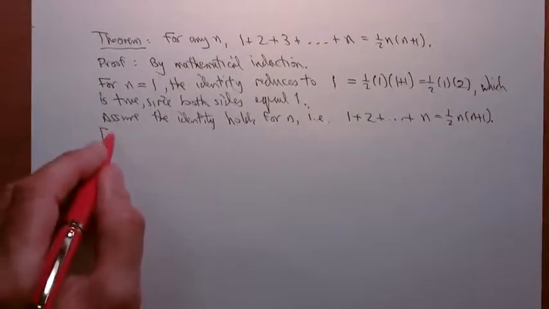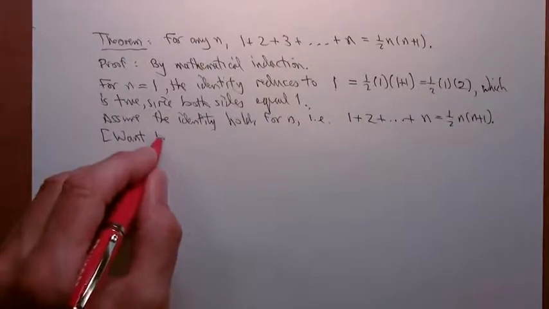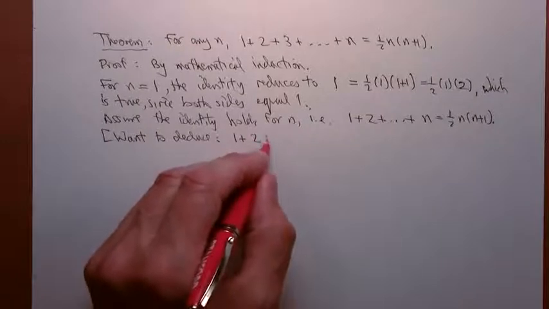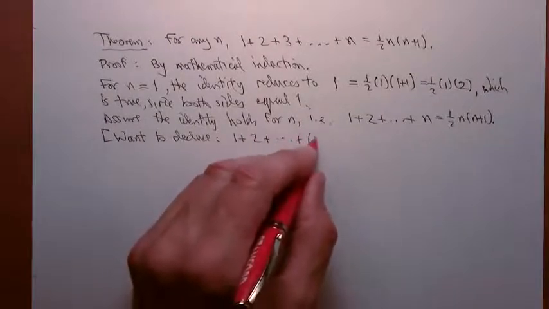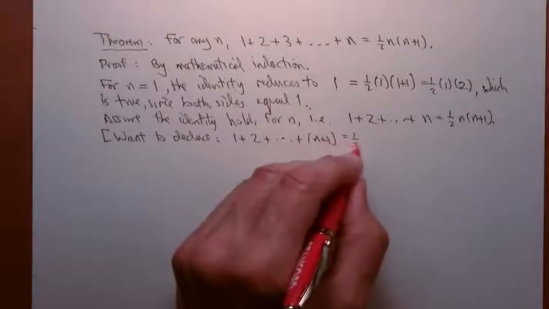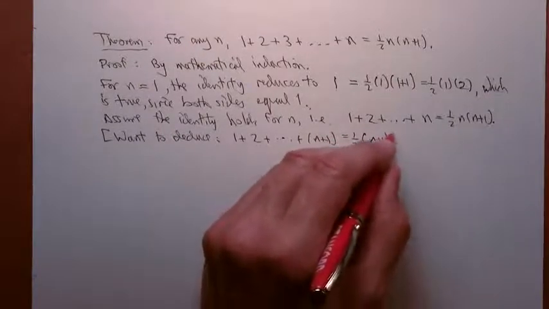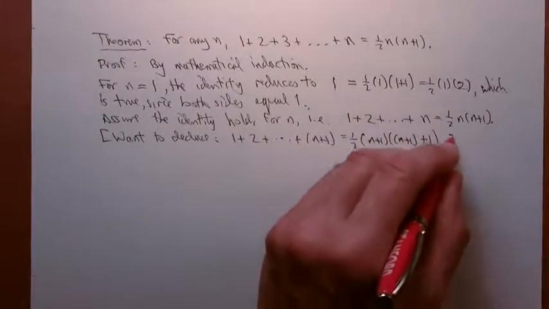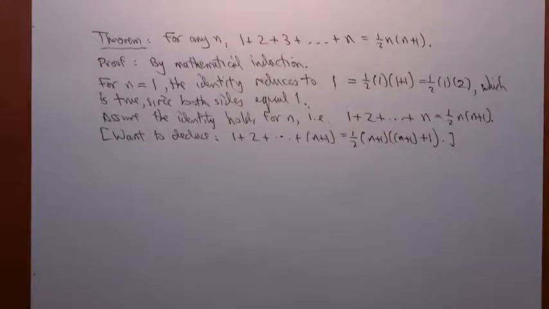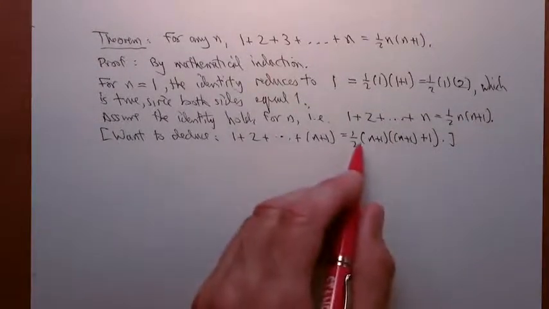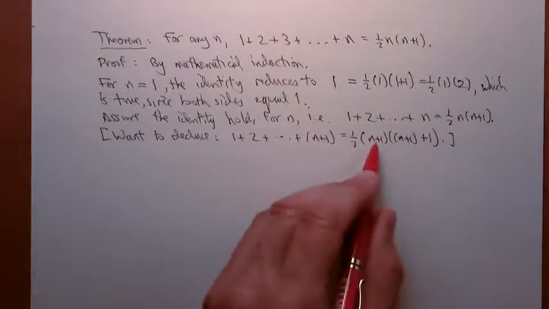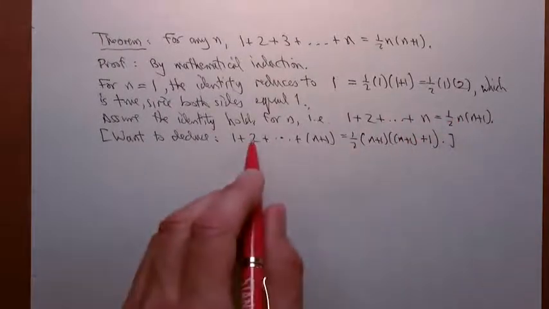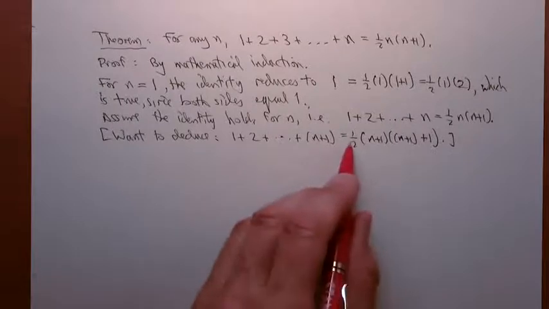And let me note now, and I'll put this in brackets, I want to deduce 1 plus 2 plus ... plus n plus 1 equals a half n plus 1 times n plus 1 plus 1. Okay, that's just a note for myself to indicate the target I'm aiming for. And the challenge now is to start with what I know and deduce where I want to get.